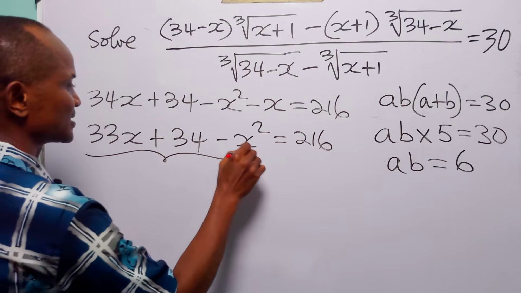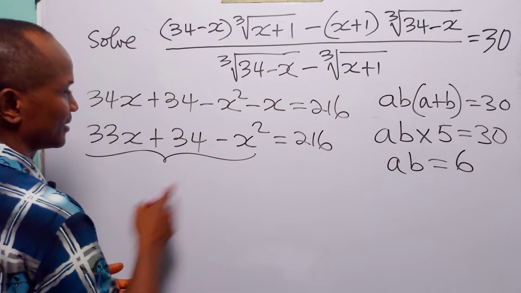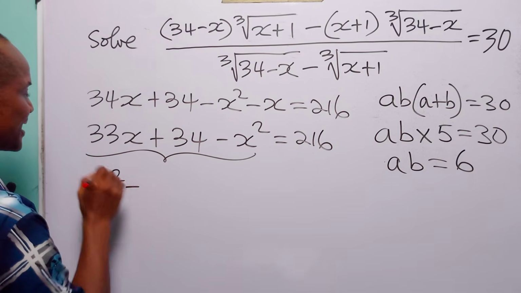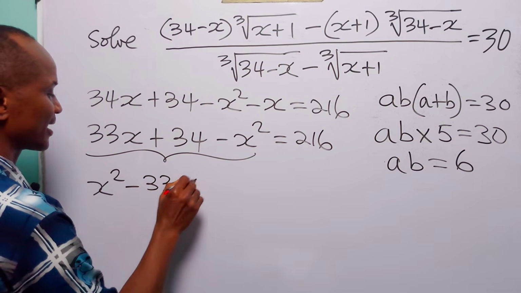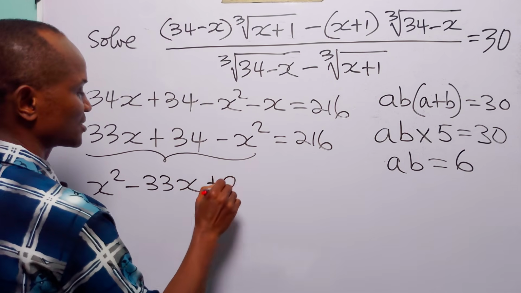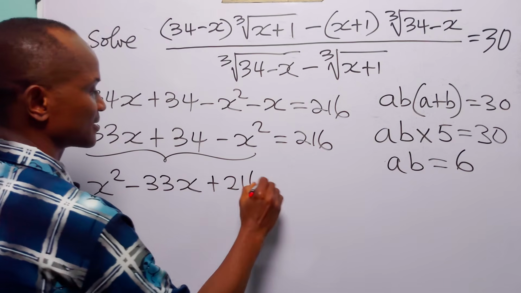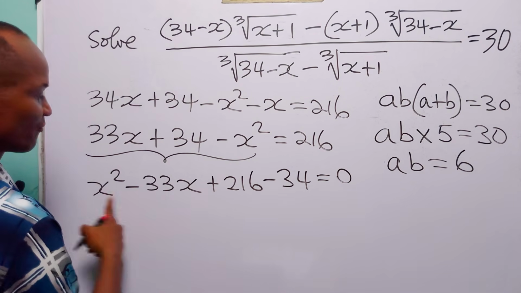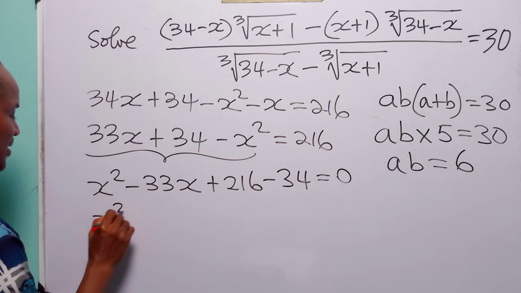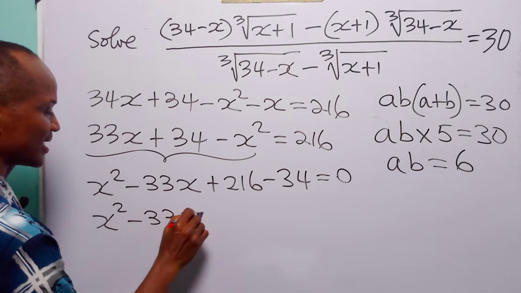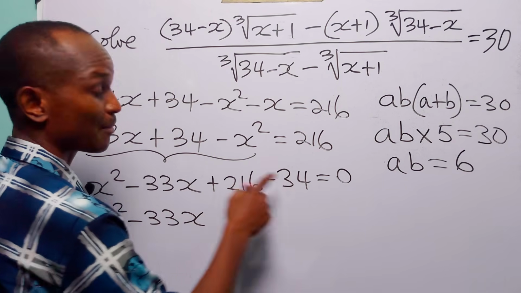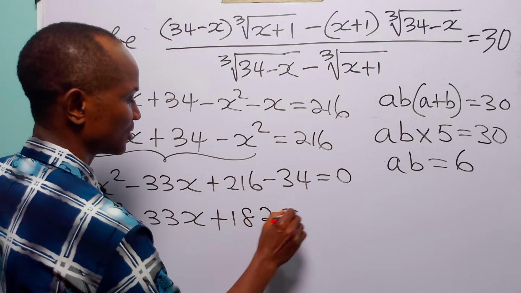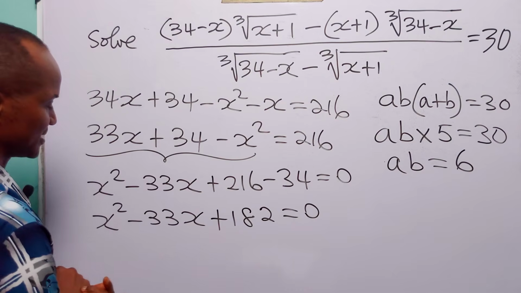Now let us move these terms over to the opposite side. We have x squared minus 33x plus 216 minus 34 is equal to 0. From here we have x squared minus 33x. 216 minus 34 is 182. This is equal to 0.